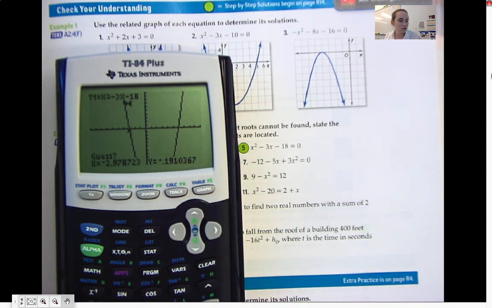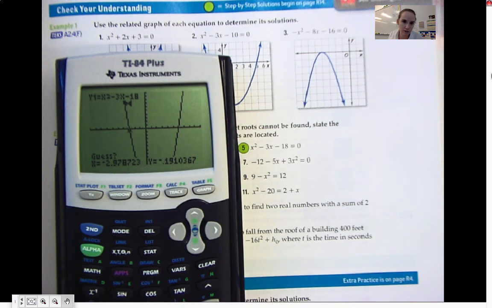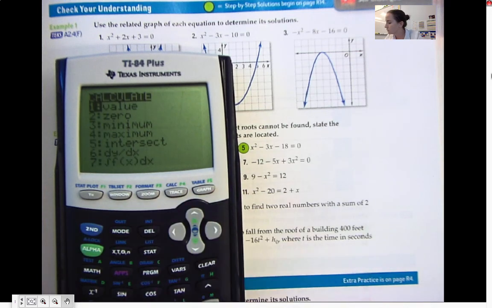And then it says guess. You can just hit enter where you are, or you can try to see if you can get any closer to where that zero is, like exactly on the x-axis. It's not going to let me do it, so I hit enter, and it tells me -3 is my value. So you could go and do that with the other one too.